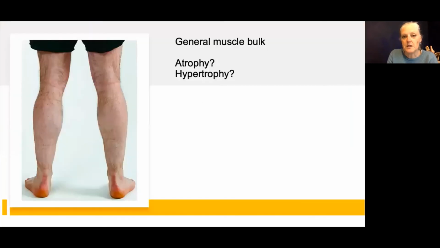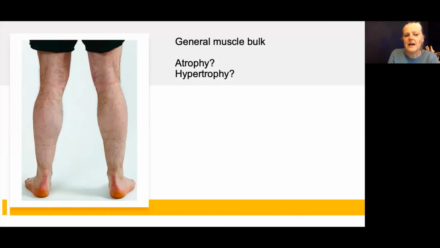So general muscle bulk, have a look at that. Is there any atrophy or any hypertrophy? So is there any wasting of muscle or any overdevelopment of the muscle in the back of the leg or the back of the thigh? In this gentleman, he seems to be symmetrical.